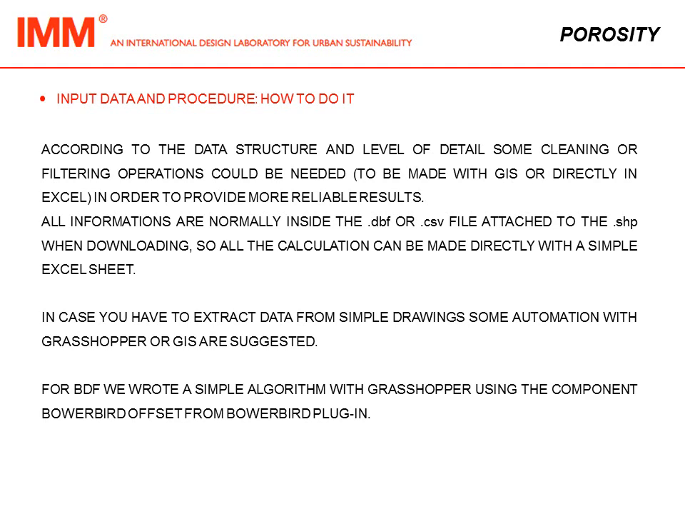According to the data structure and level of detail, some cleaning or filtering operation could be needed in order to provide more reliable results. These operations have to be made with GIS or directly in Excel and are not so complex. All information is normally inside the DBF or CSV file attached to the SHP when downloading, so all the calculation can be made directly with a simple Excel sheet. In case we have to extract data from simple drawings, some automation with Grasshopper or GIS is suggested. For building distribution factor, we wrote a simple algorithm with Grasshopper using the component Bowerbird offset from the Bowerbird plugin.